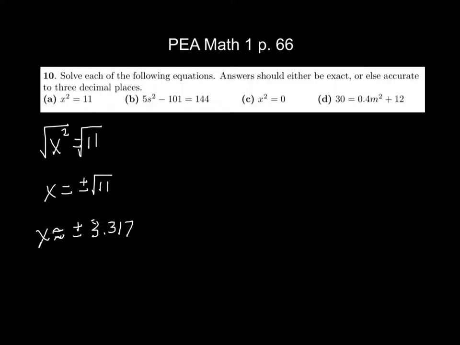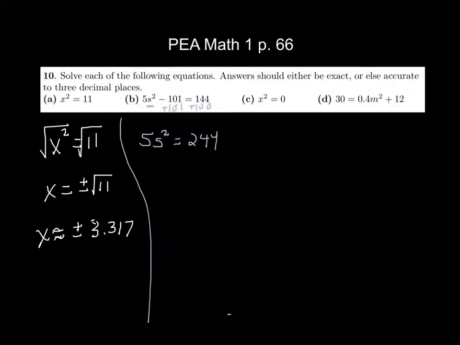Okay, let's look at B here. We want to isolate this s by itself. So the way we do it is we want to get the 101 away from it, so add a 101 to both sides. We get 5s squared equals 244.